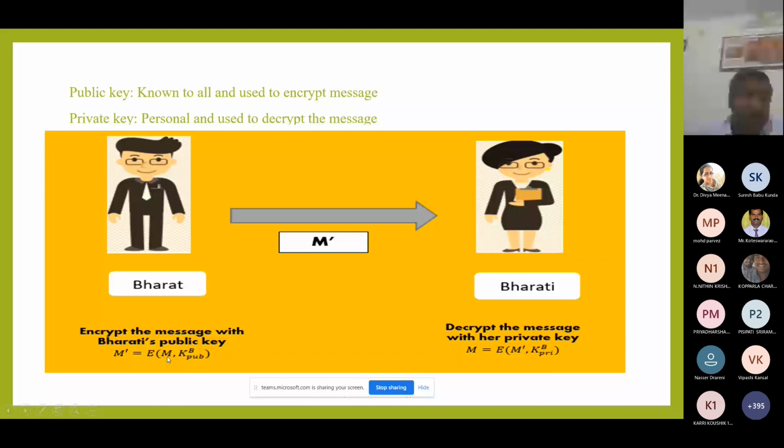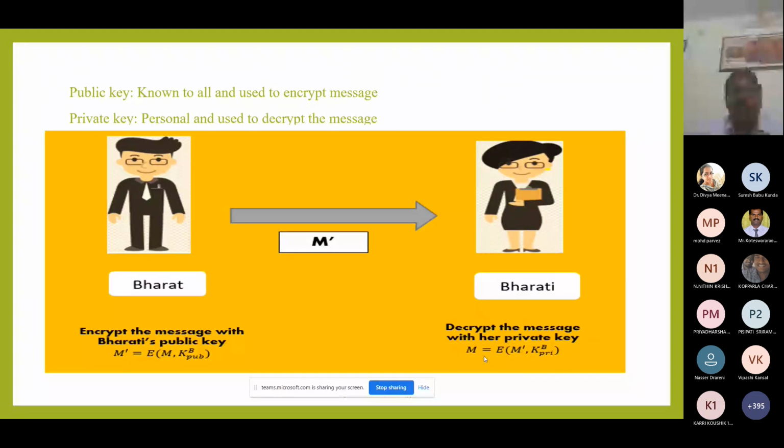So he will use this message M and the public key of Bharti, and on both these things, the message and the public key, he will use an encryption algorithm. So Bharat will use an encryption algorithm over the message and the public key of Bharti and convert this message into a ciphertext M dash. He sends this M dash to Bharti. Now, what will Bharti do? Bharti will decrypt the message with her private key, that is, use this message M dash and the private key of Bharti, and use some kind of decryption algorithm here, and she will get the original message.